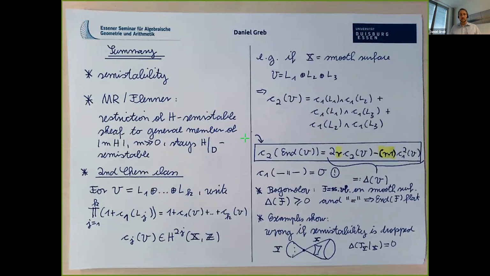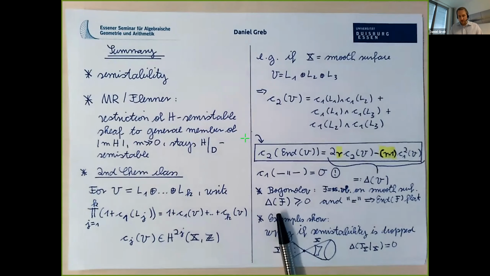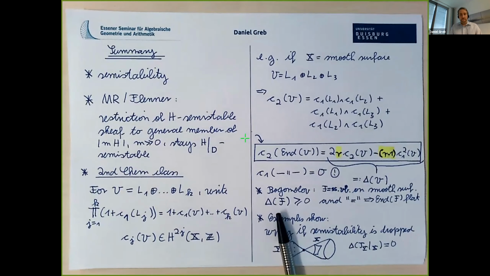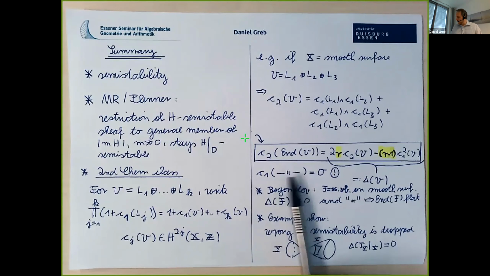Because of this Bogomolov inequality, which in the simplest form says that if you have a semi-stable vector bundle on a smooth surface, the discriminant of F is always bigger than or equal to 0. As I said, this can be proved using algebraic geometry. And then there is a more precise statement that if the discriminant is 0, then the endomorphism bundle, which in this case has C1 equals 0 and delta, so C2, equals 0, is actually flat.